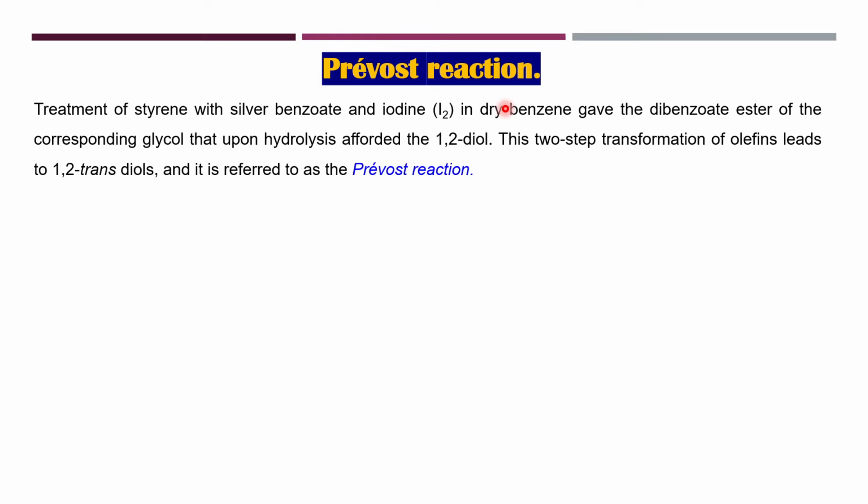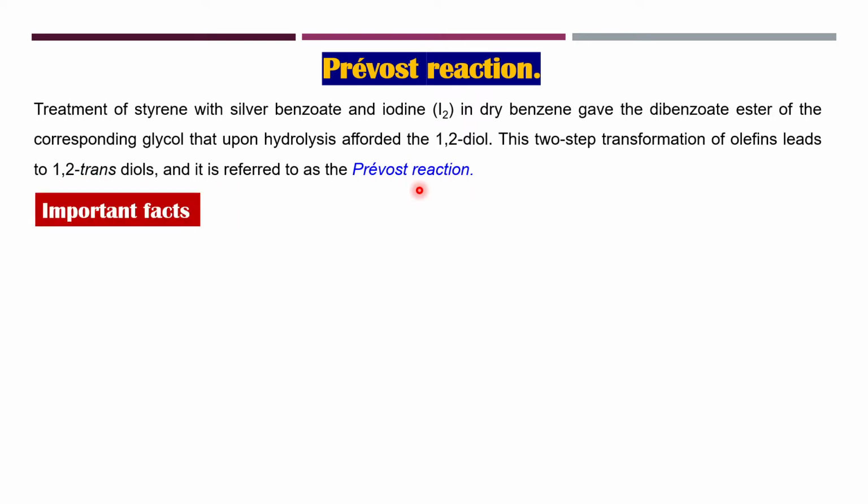What is the reagent over here? So we have taken styrene and we are using silver benzoate in presence of iodine. Solvent is your dry benzene. This will lead to the formation of a dibenzoate ester, which we will be showing in the mechanism section. Upon hydrolysis, it gives the 1,2-diol. And to be precise, this is a two-step transformation of an olefin to 1,2 trans-diols and known as Prevost reaction.